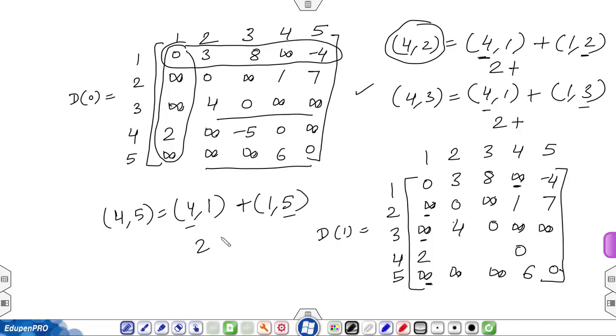Now 1 comma 2. 1 comma 2 is 3, so that is 5. And here is 1 comma 3, that is 8, so that means 10. And 1 comma 5 is minus 4, so that is minus 2. Now, after calculating these position values, compare with the value at the same position in the earlier matrix. So, is 5 less than infinity? If it is less than infinity, then we are able to replace that value. Yes.